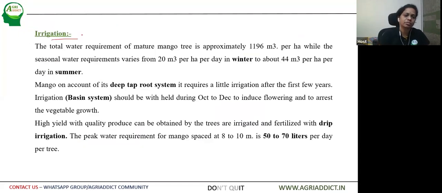Then irrigation. Irrigation is also a very important intercultural operation. The water requirement of an adult or mature mango tree is approximately 1200 cubic meters per hectare. However, it depends upon the seasonal water requirement. During winter, it requires just 20 cubic meters, and during summer it requires double, that is above 40.